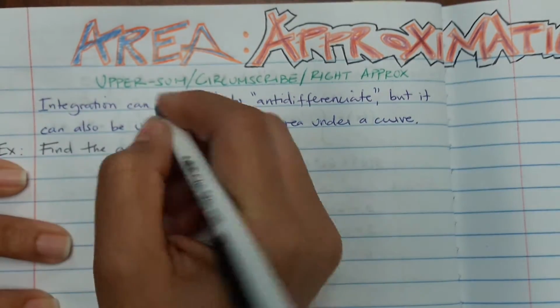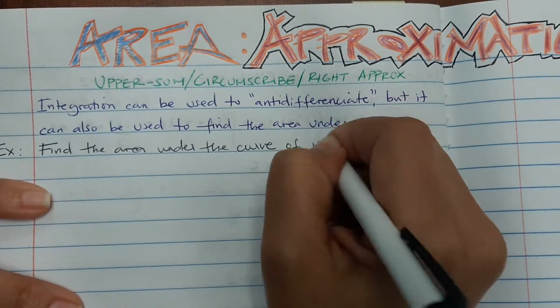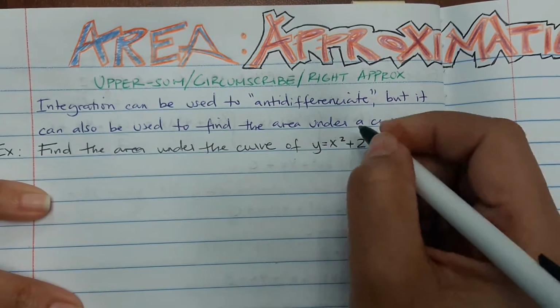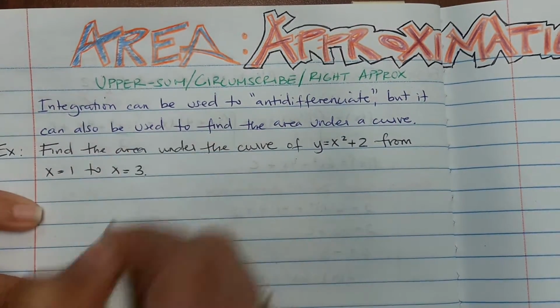Alright, so let's take an example. Find the area under the curve of the function y equals x squared plus 2 from x equals 1 to x equals 3. This is a listening check. Put a triangle around example.